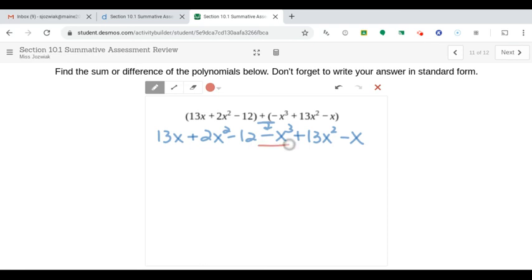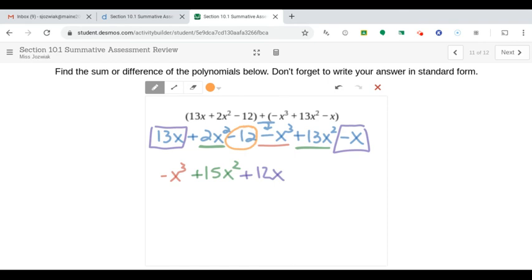So negative x cubed is going to come first because that's the highest power. And then we've got 2x squared right here and 13x squared right here. So that's going to be plus 15x squared. And then we have a 13x right here and a negative x. So 13 minus 1 is going to give us 12x. And then we've got a constant right here, negative 12, and that's the only constant, so just minus 12 at the end. And there's our final answer.